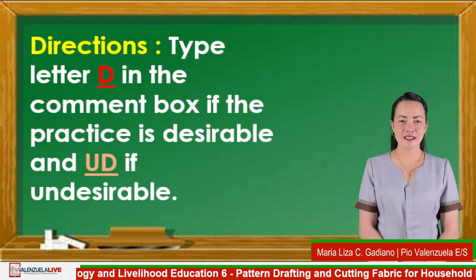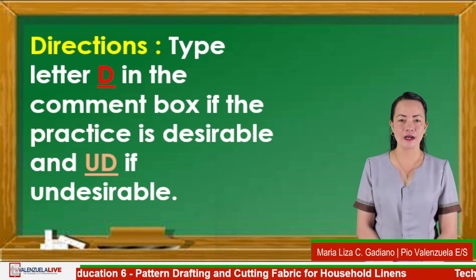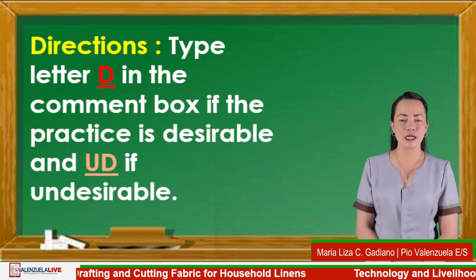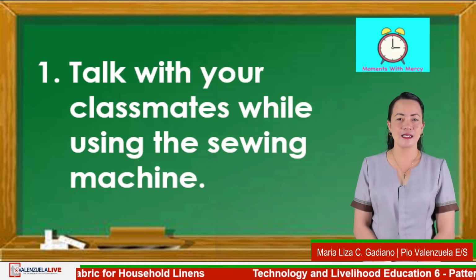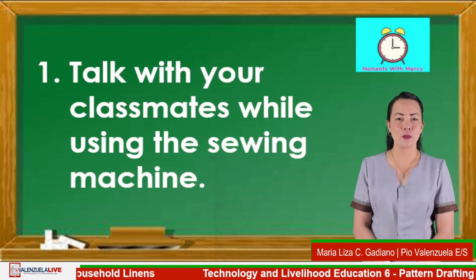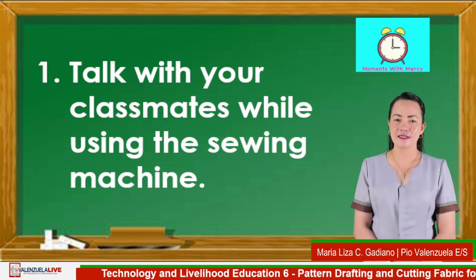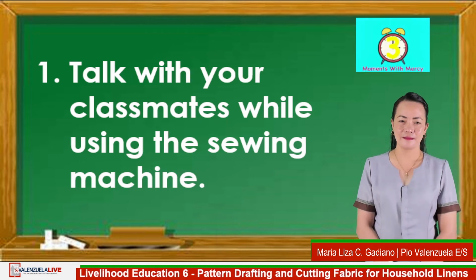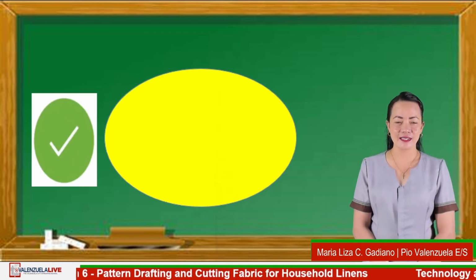For our last activity, type letter D in the comment box if the practice is desirable and UD if undesirable. Number 1. Talk with your classmates while using the sewing machine. Your 5 seconds timer starts now. The answer is UD, undesirable.